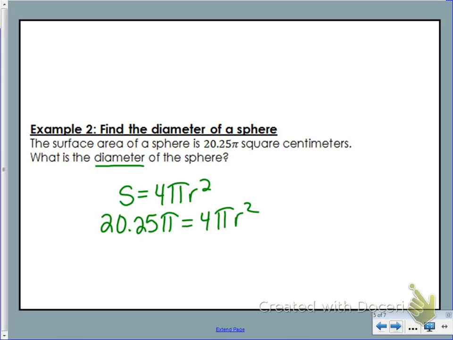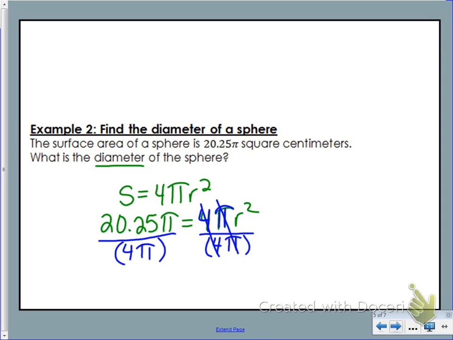The easiest way to handle this algebraically is we need to remove the coefficient of the radius. So we're not going to work with the square yet. We're going to instead work with the 4 pi. Since those are being multiplied with the radius squared, we're going to undo that by dividing. So the 4 and the pi will cancel. And here the same thing is true.